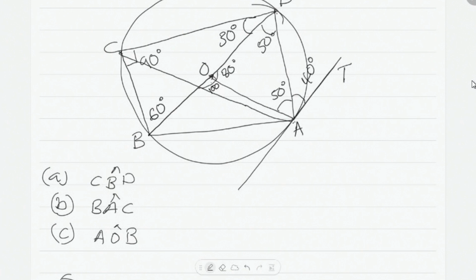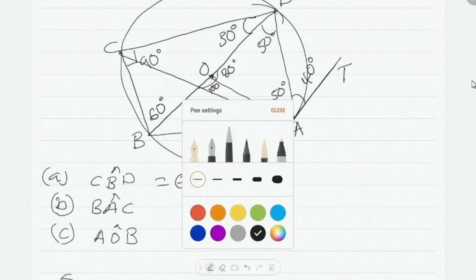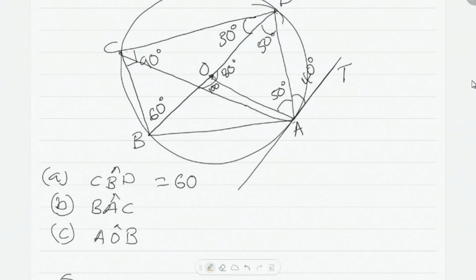Then angle BAC. So finding angle BAC, I'm going to use angles in the same segment. Remember, angles in the same segment, we said that when you have a chord, then the angle there, which is Y, is equal to the angle that is formed at the circumference there. So angles in the same segment are equal.